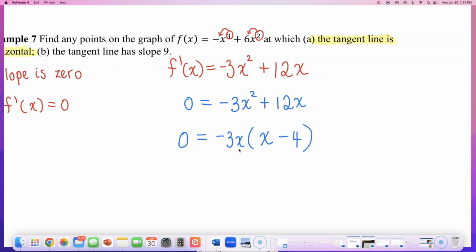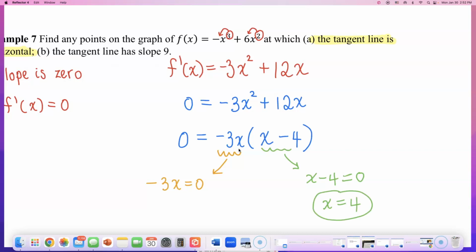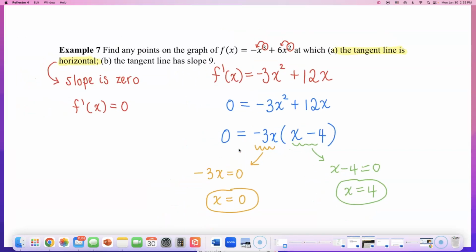So now I'm going to set each of these equal to 0 to find my solution. Negative 3x equals 0, or, what's the other one? x minus 4 equal to 0, right? So the answer from this green one is simply going to be x equals 4. I'll circle that. And the answer from this orange one, if I divide both sides by negative 3, I'll get x equals 0. So there are 2 points where this tangent line is horizontal. When x is equal to 0, when x is equal to 4, the tangent line is horizontal. Okay, so that's how you can do part A.